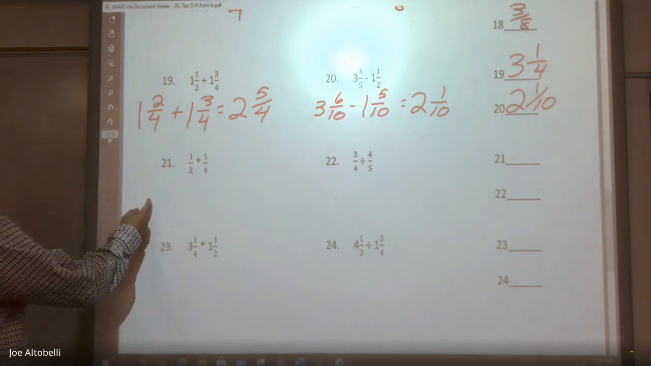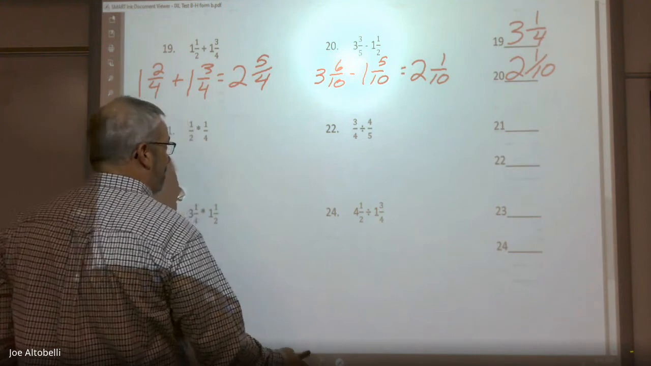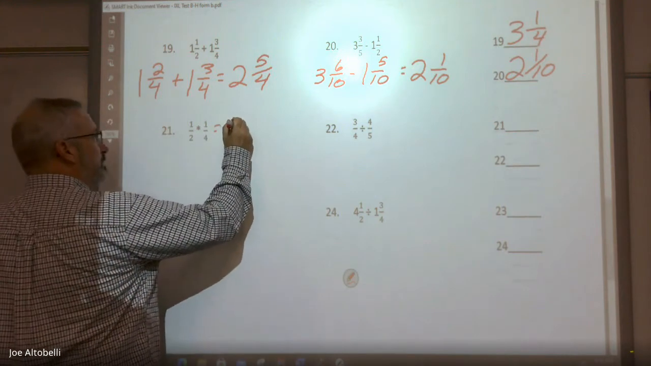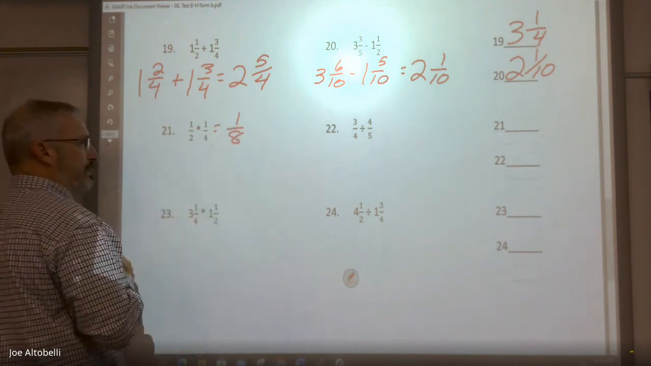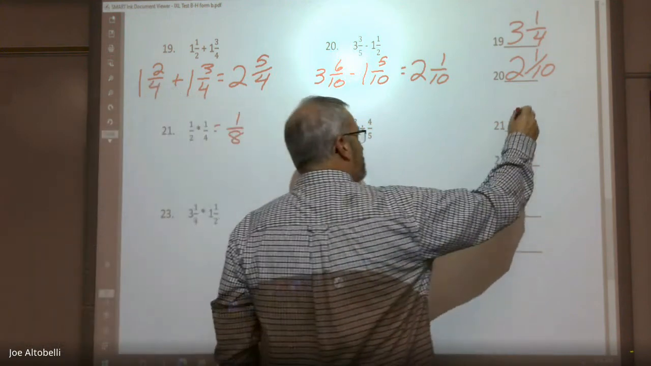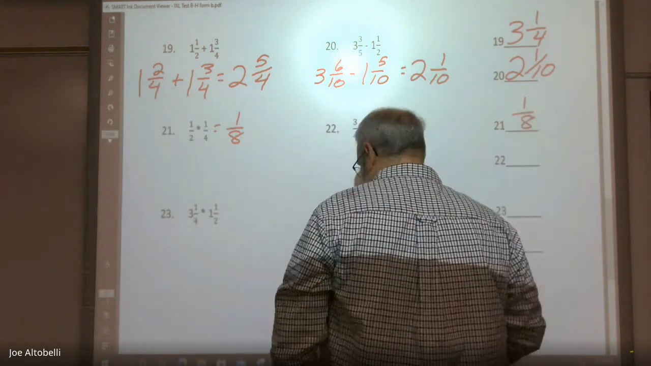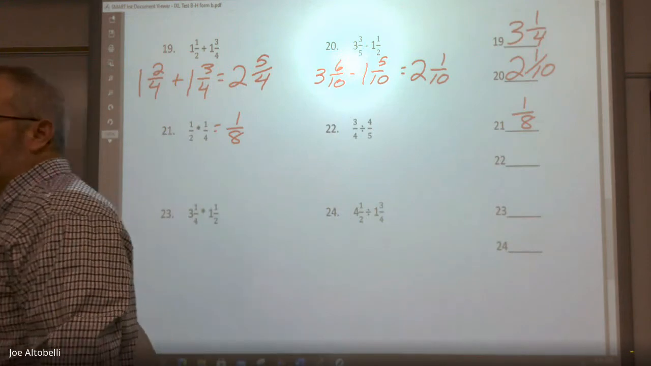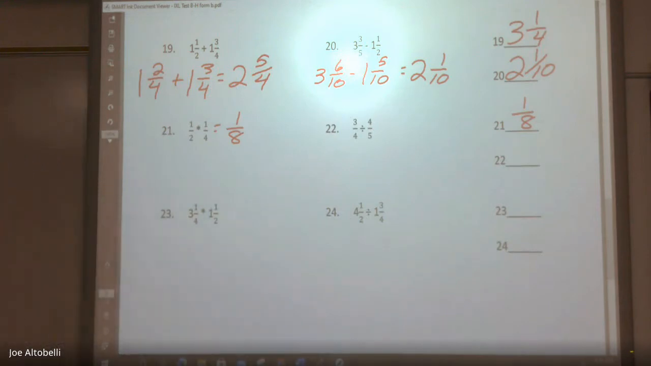Remember, multiplying fractions, we go top times top, bottom times bottom. So that is 1/8. After you multiply or divide, make sure you simplify. Question? Okay. Go ahead, number 22.